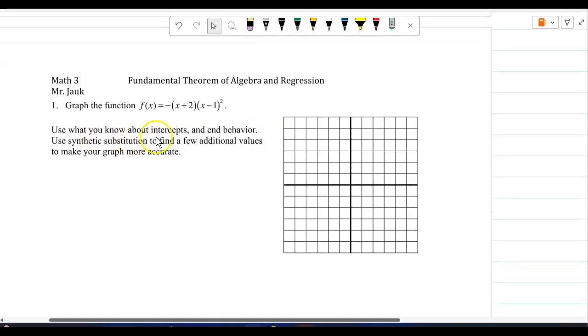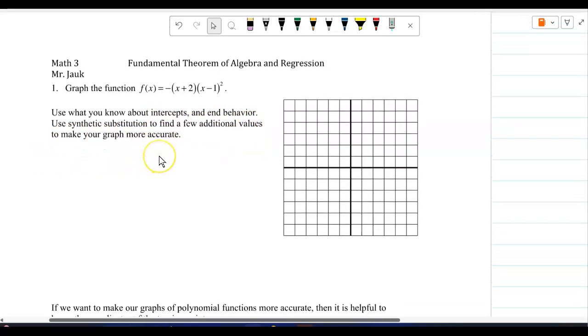Use what you know about the intercepts and the end behavior. Use synthetic substitution to find a few additional values to make your graph more accurate. Synthetic substitution is plugging in any number. Now, first thing, what will you do? It's a cubic graph, because of x and x squared. So a cubic graph looks like this.